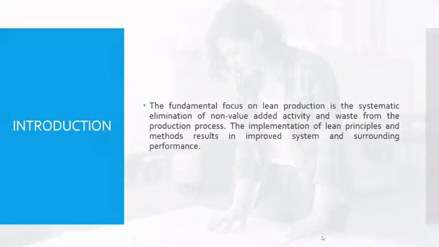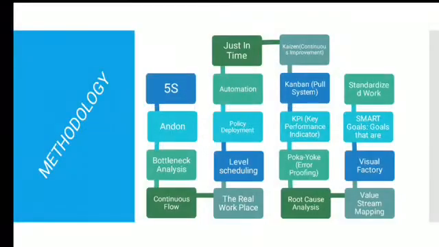Okay, next, the fundamental focus on the Lean production is the systematic elimination of non-value-added activity and waste from the production process. The implementation of Lean principles and methods results in improved system and surrounding performance. Okay, the Lean is focusing to eliminate non-value or waste from the production process to improve the producing and to improve the system. Move on to Lean methodology.